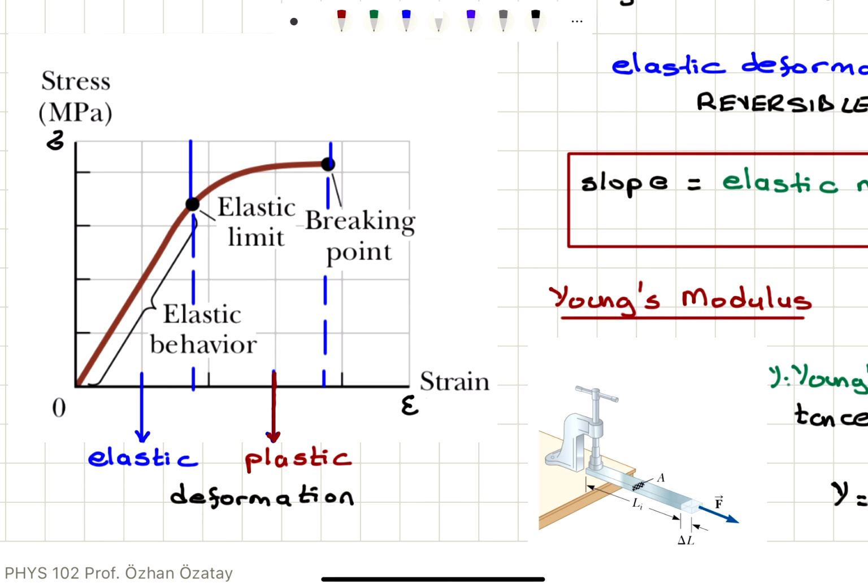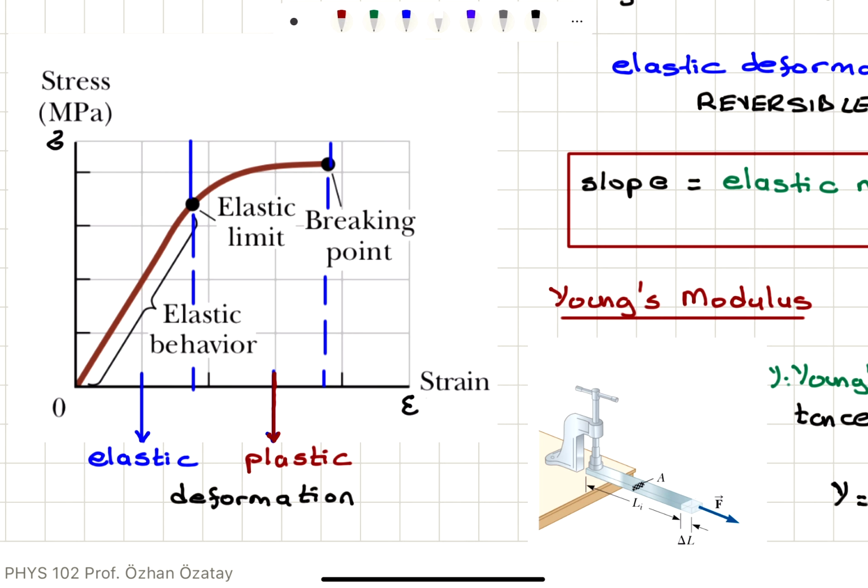On the other hand, beyond a certain limit, we see that even if we remove the force, we cannot go back to the original condition of the object. The amount of deformation that we get has an irreversible component. That's called plastic deformation. And if we keep increasing the stress that we apply, at some point the object will certainly break. That's called the breaking point.